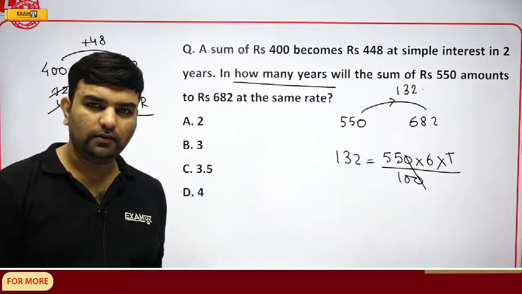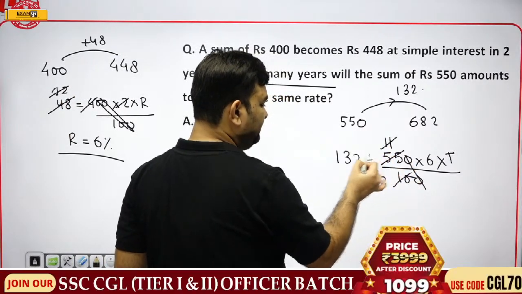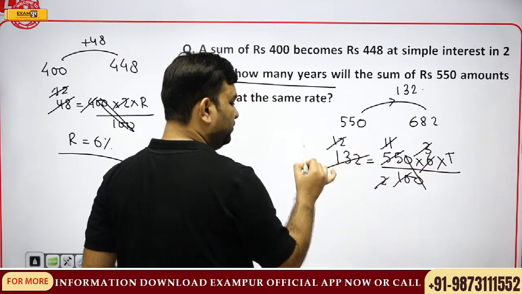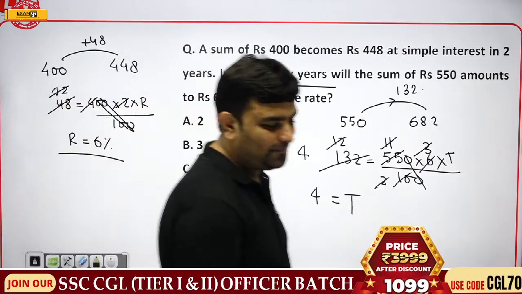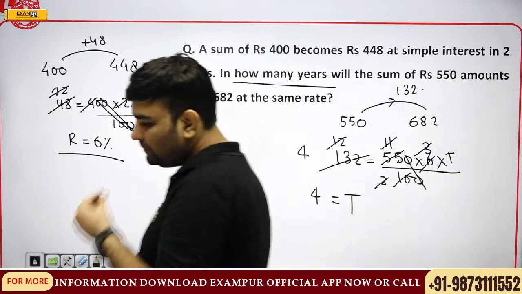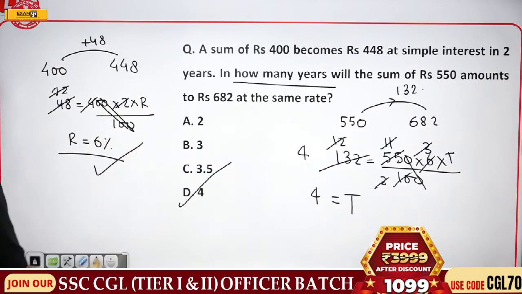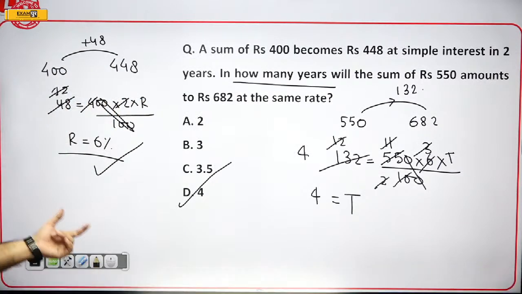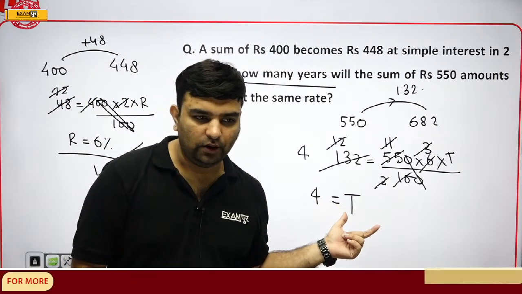Not a bad one, good one. 5 simplifying 11 times, 5 simplifying 2 times, 11 simplifying 12 times. It is simplifying 3 times. This is simplifying 4 times. Cool. So first you find out the rate from the first equation. Then you put the value of the rate in the second equation to find out the time.